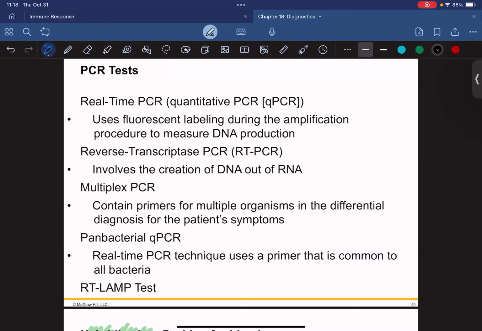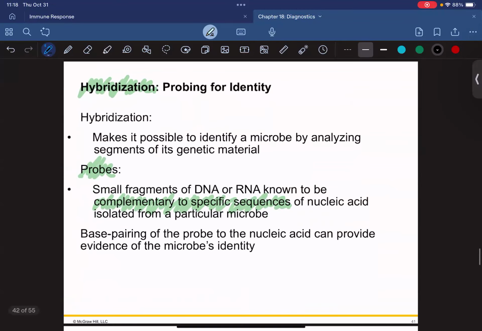Pan-bacterial is basically a qualitative PCR just to see if you have gram-negative or if you have like enteric bacteria genes, but it's not going to give you an idea of exactly which organism. But if you want to have some place to start, it's a good test to do. I don't know what RT lamp is, so don't ask me.